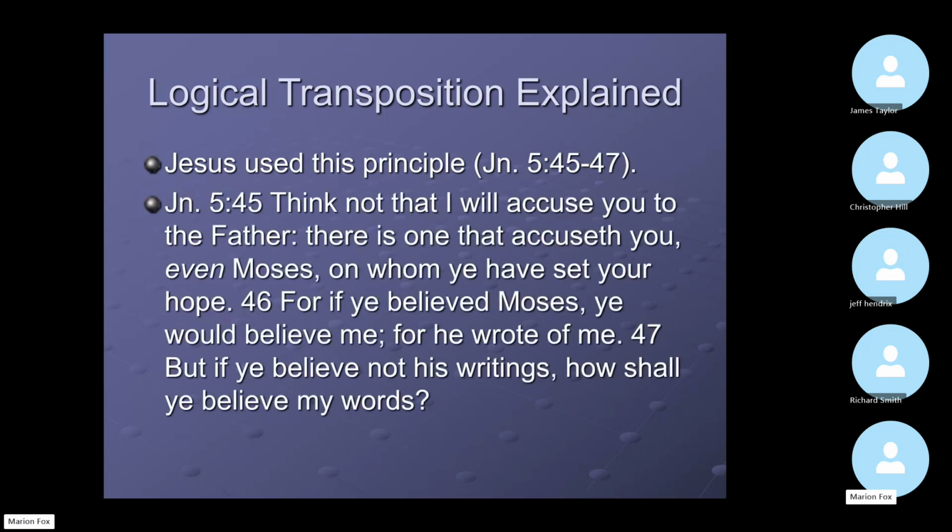Jesus used this principle in John 5:45 to 47. We've already shown this in the logic class. "Think not that I come to accuse you to the Father. There is one that accuses you, even Moses, in whom you have set your hope. For if you believe Moses, you would believe me, for he wrote of me. But if you believe not his writings, how shall you believe my words?" So the form of it is an a fortiori argument.